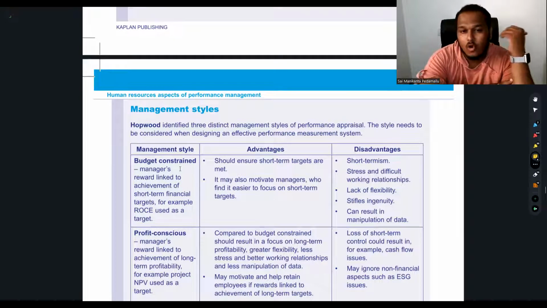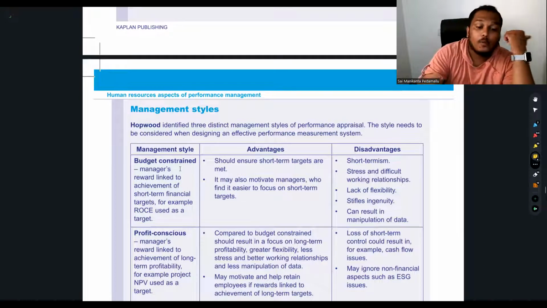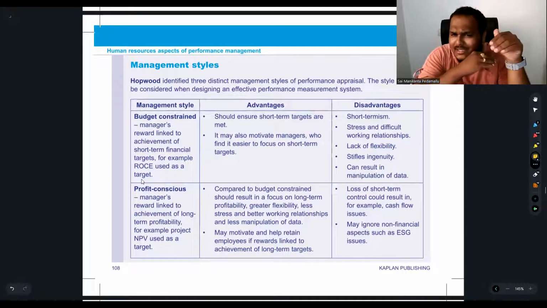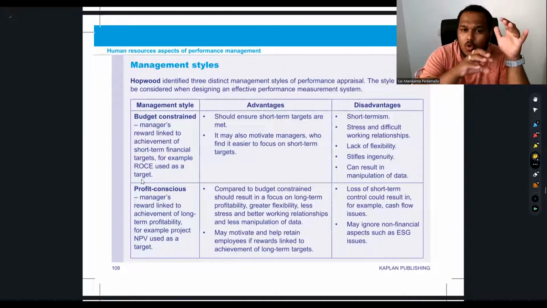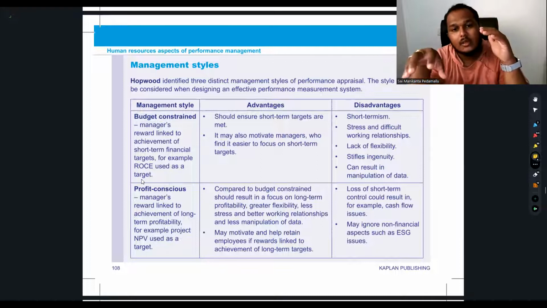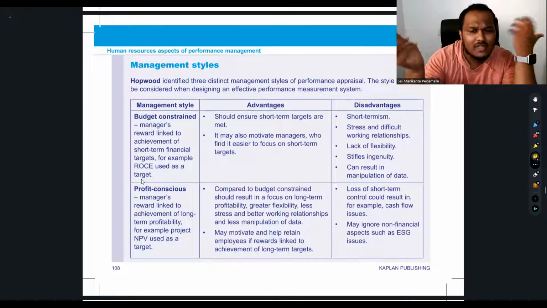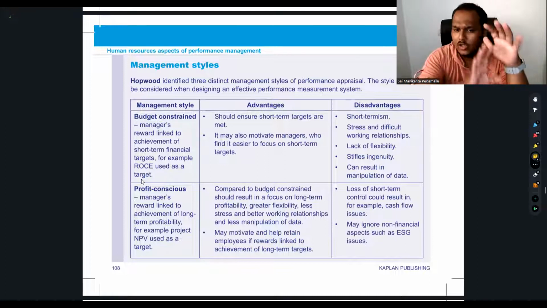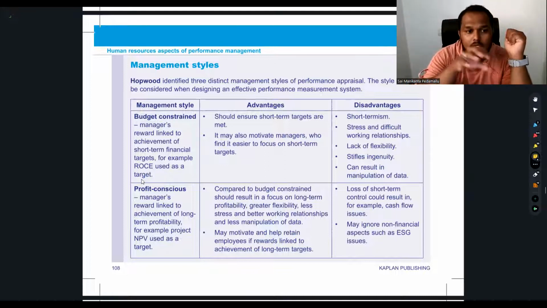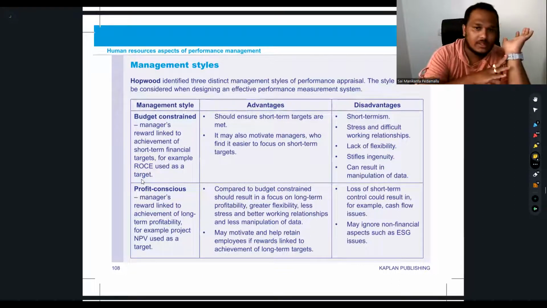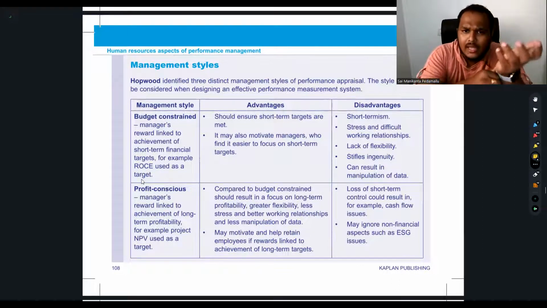They do not look beyond the budget. Then there are profit conscious managers. They are like, okay, you may not meet the target, but as long as your actions are good for the profit of the company, whether short-term profit or long-term NPV maximization, wealth maximization, it's fine. As long as your actions are good for the company, we are okay with it. You may not meet your target all the time.